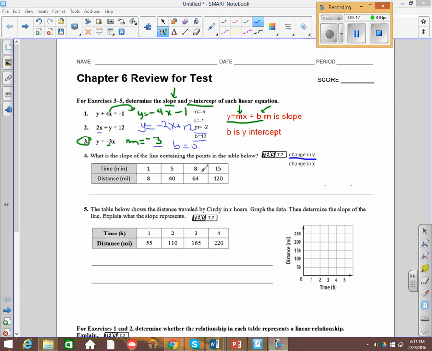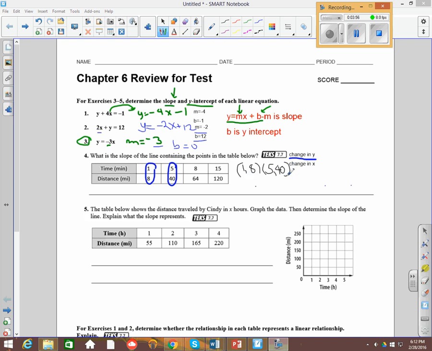So looking at number 4, it says, what's the slope of the line containing the 2 points in the table? So the slope means a change in y over the change in x. So we're going to pick 2 points. Let's say we pick x is 1, y is 8, and x is 5, y is 40. So we're going to subtract the change in the y's over the change in the x's. So you see I have written the coordinates 1, 8, x is 1, y is 8, and the coordinates 5, 40. X is 5, y is 40.